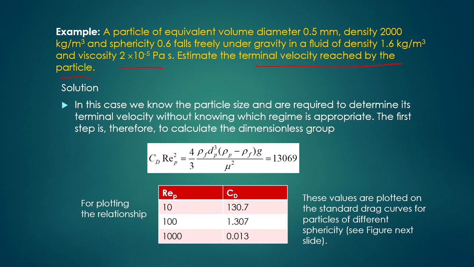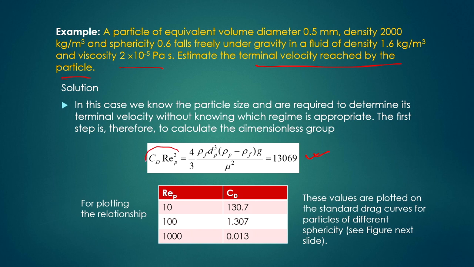In this case, we know the particle size, the density of the fluid, the density of the particle, and even the viscosity of the fluid. So it is very easy to calculate the terminal velocity the particle will gain. Here also, without knowing in which regime it is, you have to find out the terminal velocity. So we have to follow this equation.